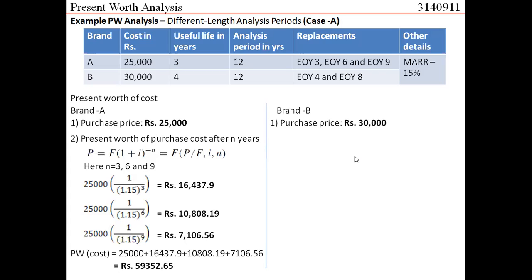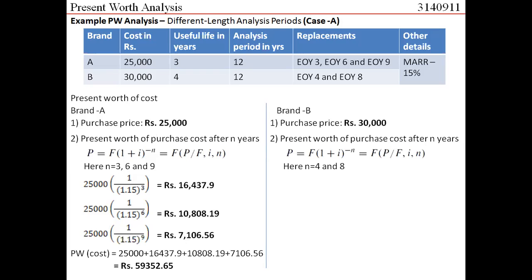Let us try to do it for brand B. In brand B, the current purchase cost is 30,000. The present worth of future cost, that is future purchase after n years, I would use the same relation. But here I would have to use this relation 2 times, that is at the end of year 4 and at the end of year 8. Again, I would not consider inflation and deflation, so my value of the machine would be the same after 4 years and 8 years, and this would render me this value.